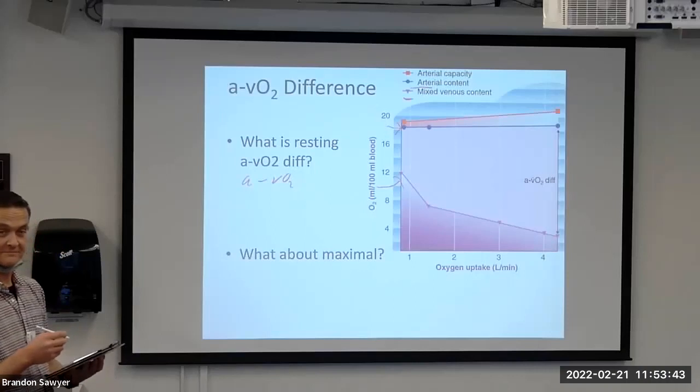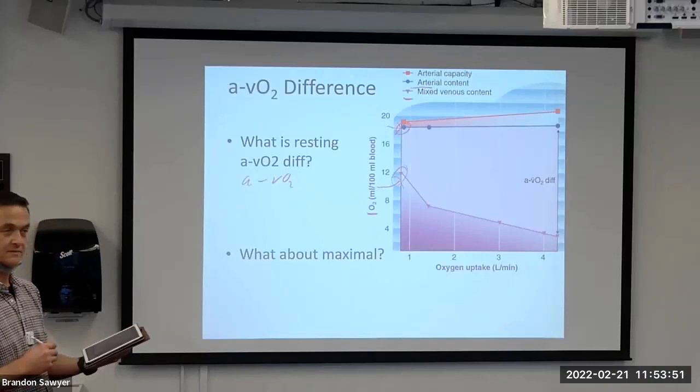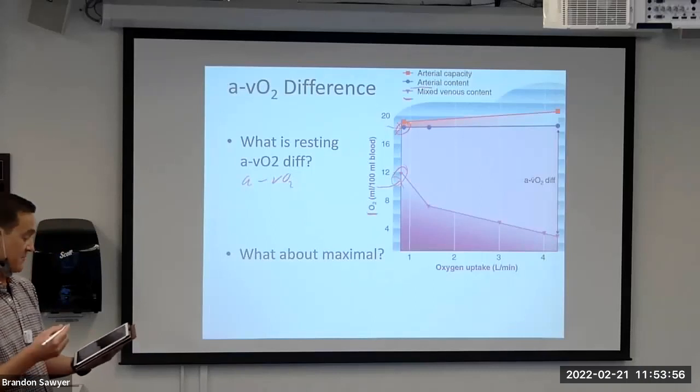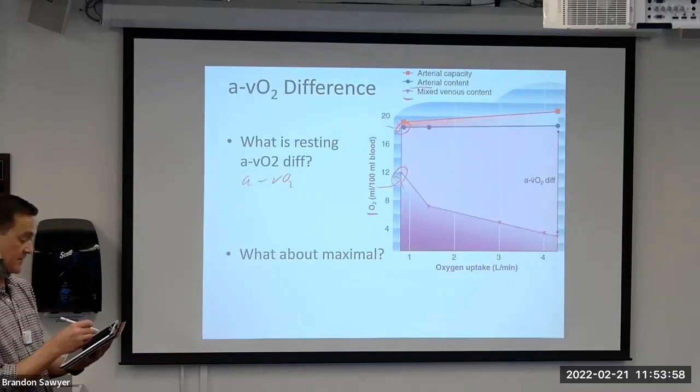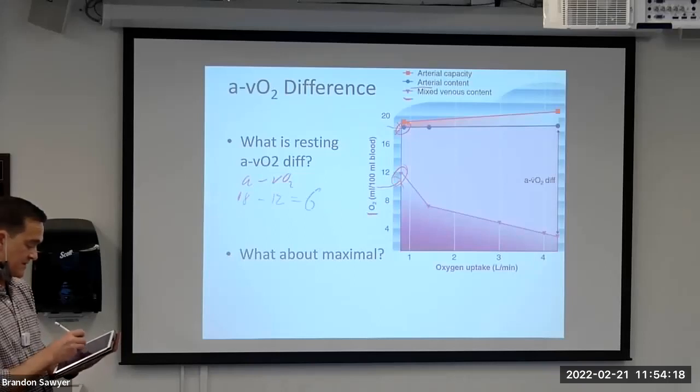Anybody? So this is the oxygen content on the y-axis, right? So we're just looking at this point versus this point. Go ahead, Tammy. Yeah, maybe something like 17 or something? Yeah, 17, 18, probably, maybe let's call it 18. You can't tell exactly there, right? So that's our arterial one, right? So let's just call it 18, and then we've got 12 for the vein, right? So our AVO2 difference at rest is 6.